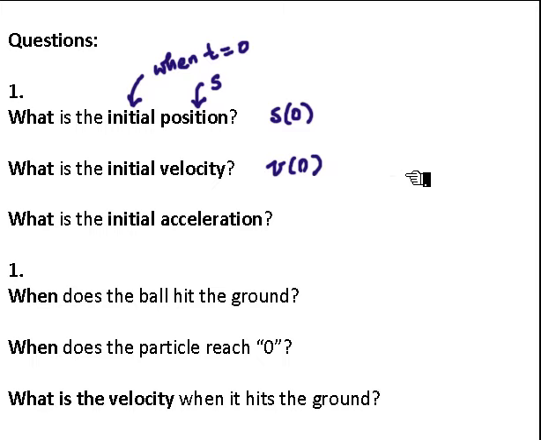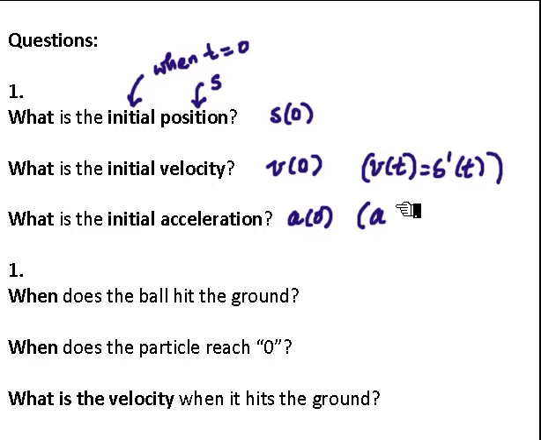Okay, and remember, how do we get the velocity function? Well, velocity we get by taking the derivative of the distance or position function. We're always given s, and then we figure out v by taking the derivative. Initial acceleration, well, that's just the acceleration function with 0 plugged in. And how do we get acceleration? Well, we got velocity by taking the derivative of distance, and acceleration we get by taking the derivative of velocity.